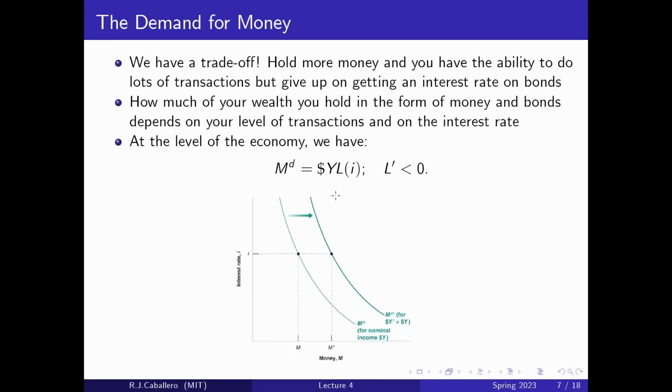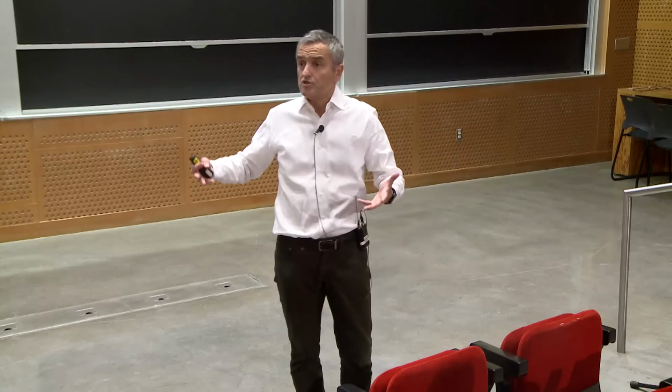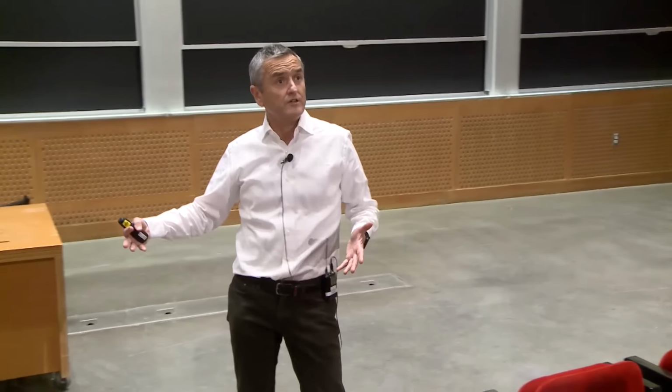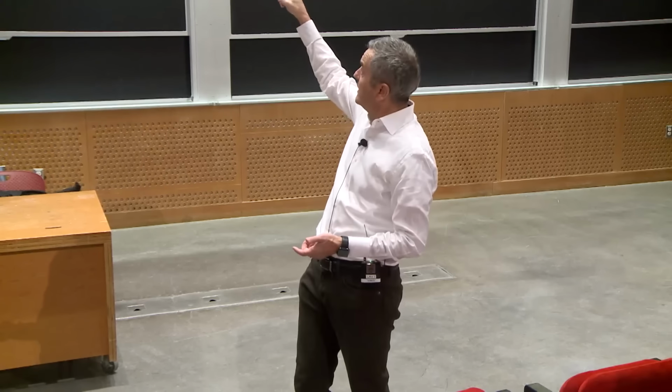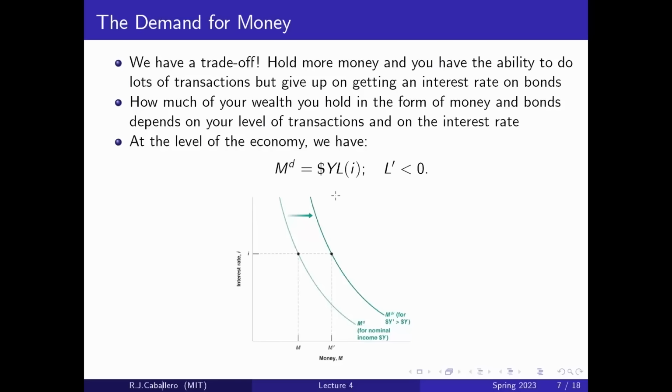Let's go in steps. Suppose that prices are totally fixed and real GDP goes up. That means this economy needs more transactions because there's going to be more expenditure, okay? So that explains that when real output goes up, money demand goes up. When I say money demand goes up, I mean that for any given interest rate, we have more money demand, okay?